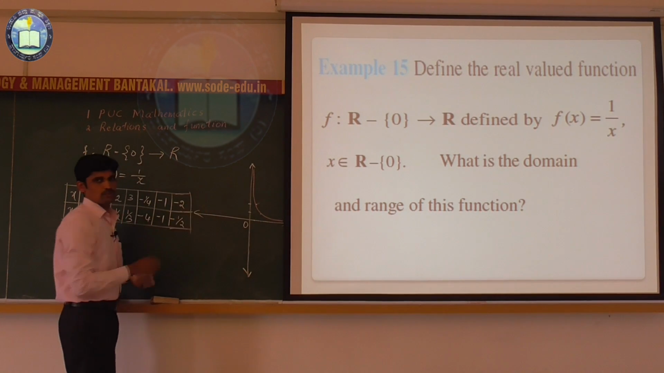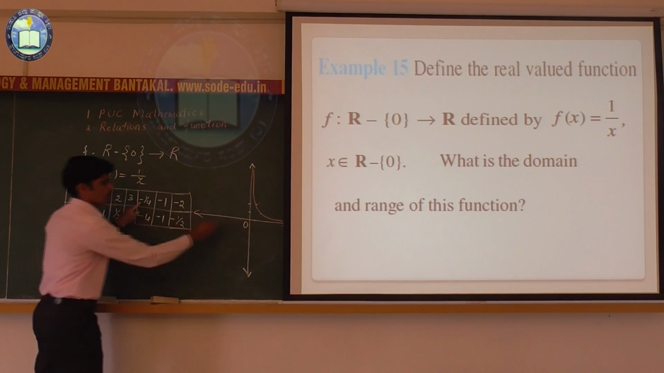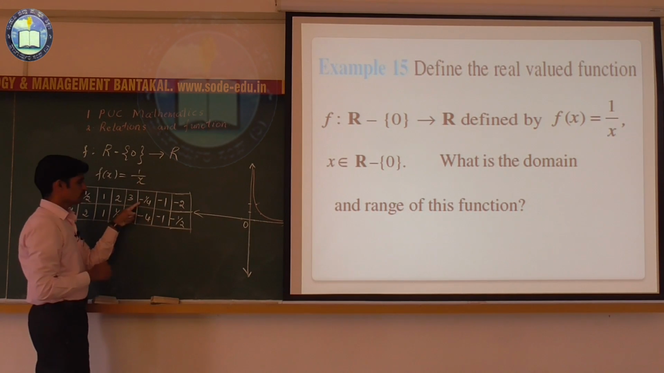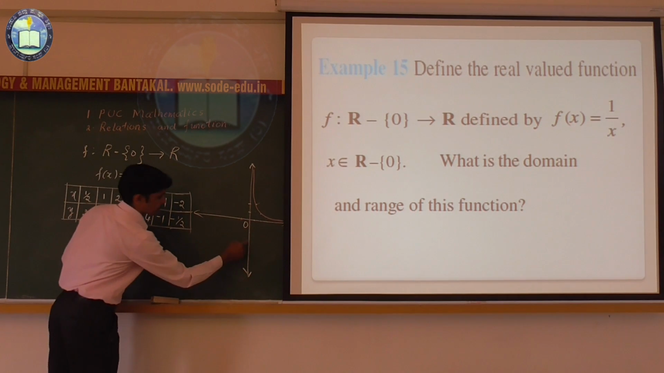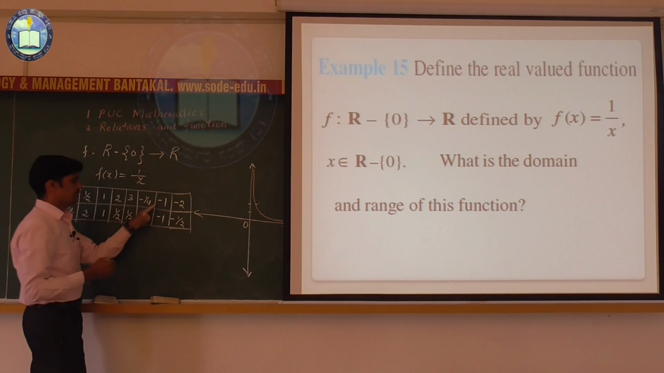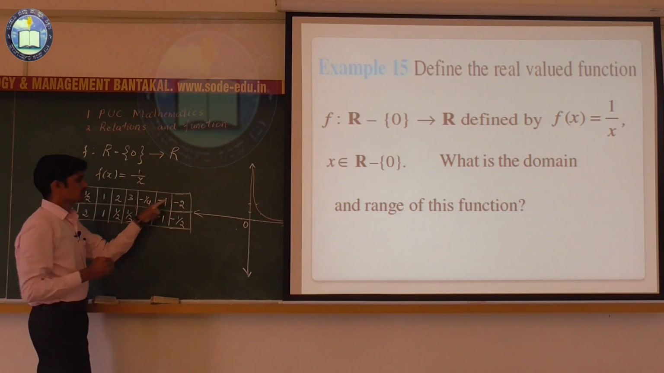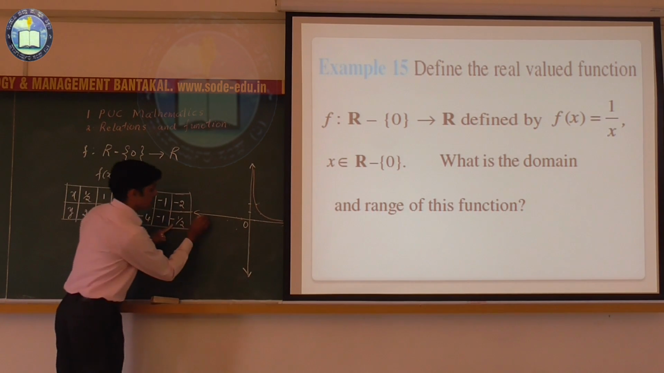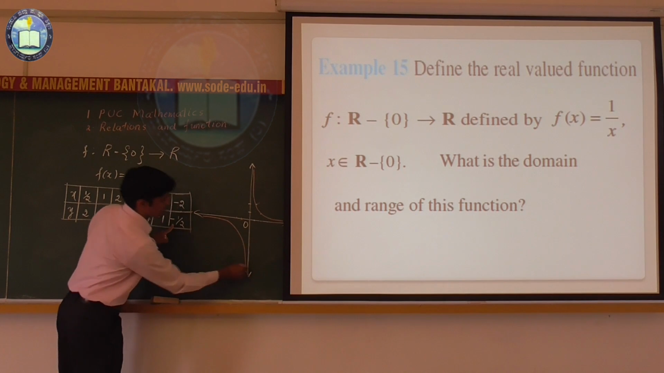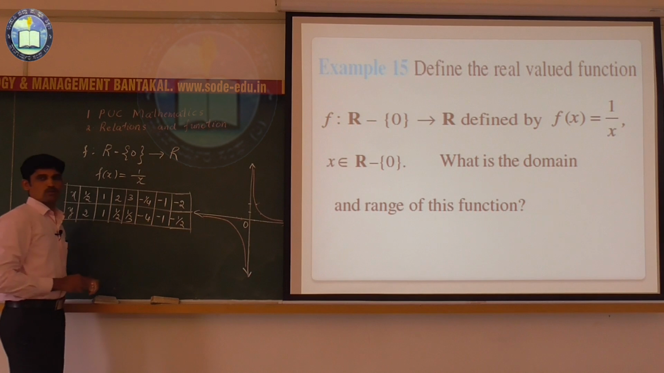We cannot give x equal to 0. When we give x equal to negative values like minus 1 by 4, somewhere here, the image or value of y is minus 4 somewhere here. And when x equal to minus 1, the value of y is also minus 1. And when x is equal to minus 2, the value of y is minus half. So this is the nature of this graph. So this is the graph of the function f of x equal to 1 by x.